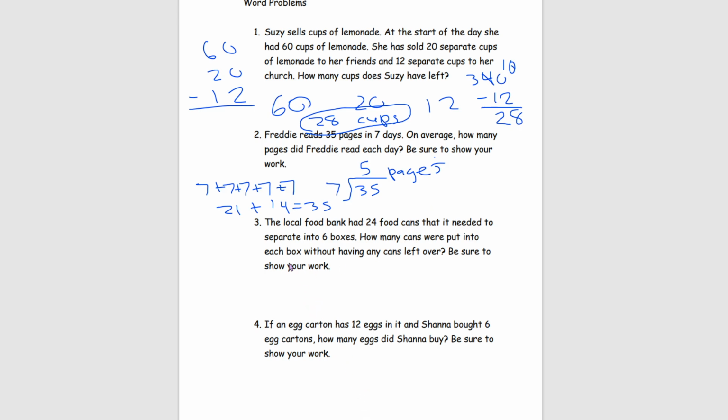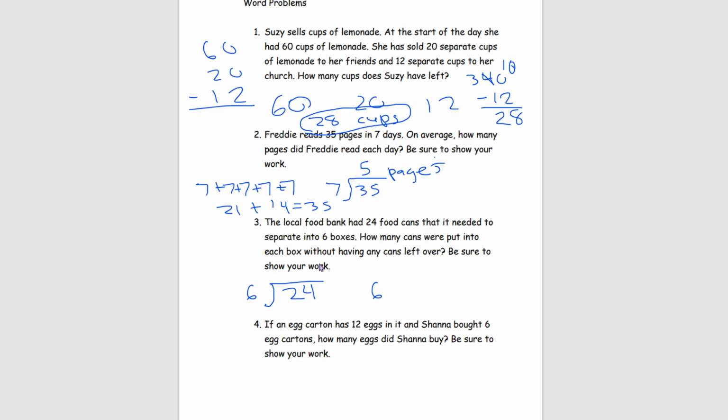And for our last problem, the local food bank has 24 food cans that it needed to separate into 6 boxes. How many cans were put into each box without having any cans left over? Be sure to show your work again. To show our work, we're just going to put out what we know. Since the local food bank had 24 food cans, and they need to be separated into 6 different boxes, we can do the same thing we did for number 2: 24 divided by 6.